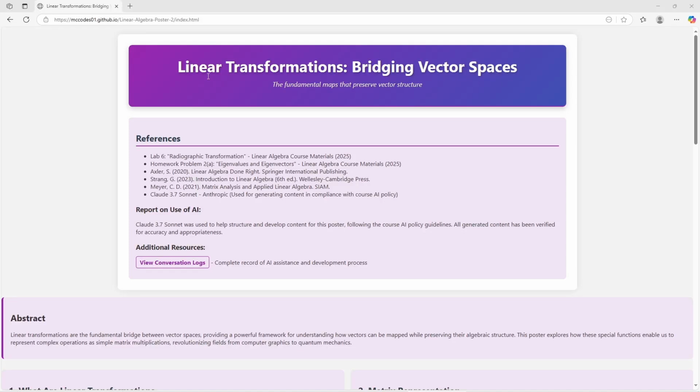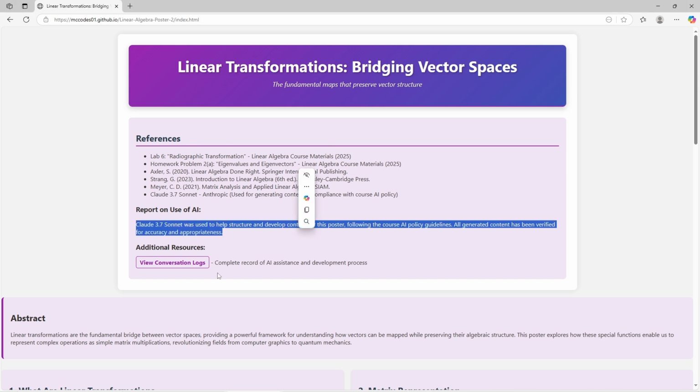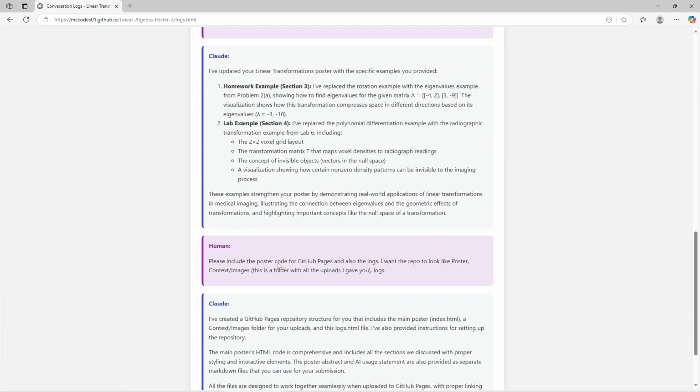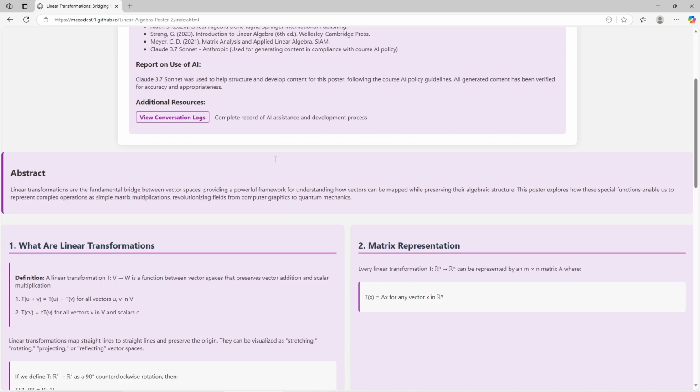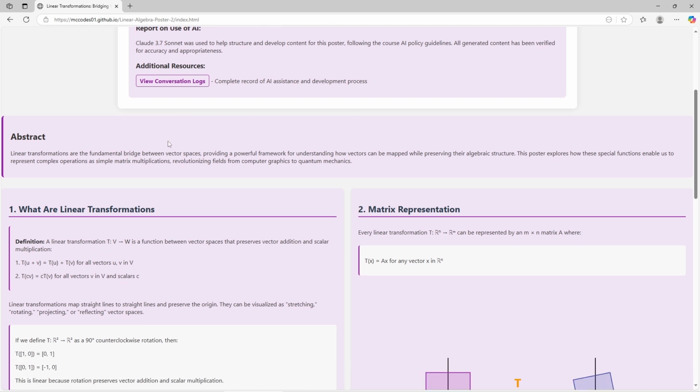I'm going over my poster 2, linear transformations. You can see my references, my AI disclosure, and my logs right here. I also have on my GitHub a folder with all the files that I sent into the AI. So let's get right into it.